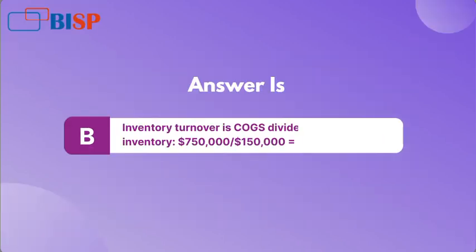Answer is B. Inventory turnover is COGS divided by average inventory, $750,000/$150,000 equals 5.00.